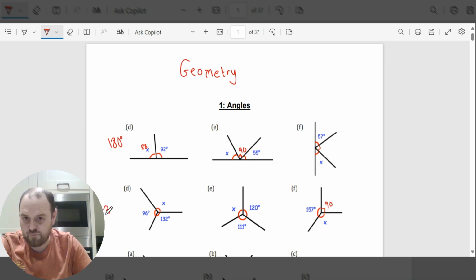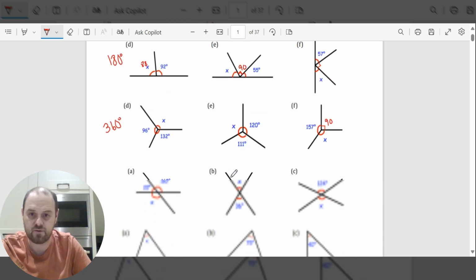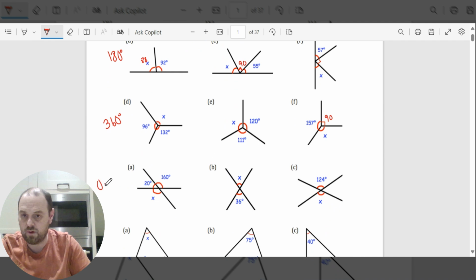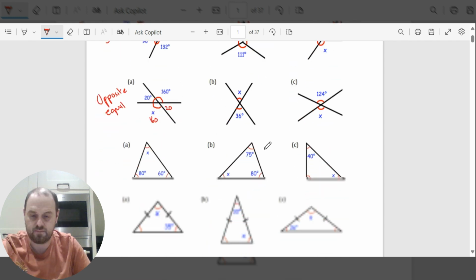Full turns, angles in a full turn, in a full circle, add up to 360. The rule here, if you ever had to describe why opposite angles are equal: that is opposite there, so that's 20, and that is opposite there, so that's 160. And again, same there, opposite angles.